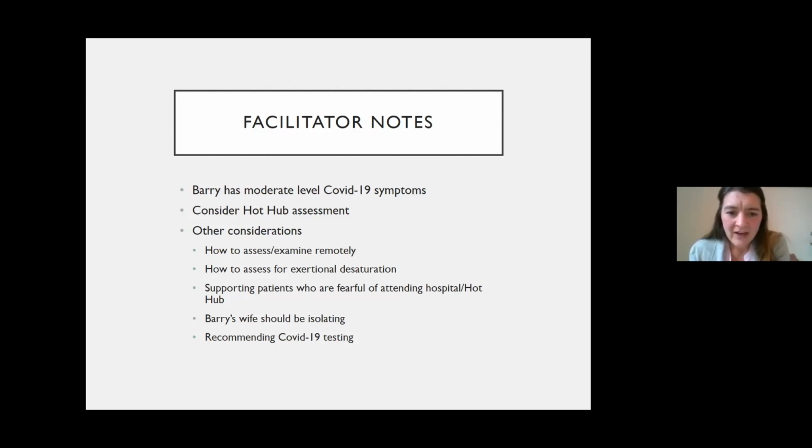And we've mentioned that his wife should be isolating, and that we would recommend that both of them and any other household members also get COVID tested.